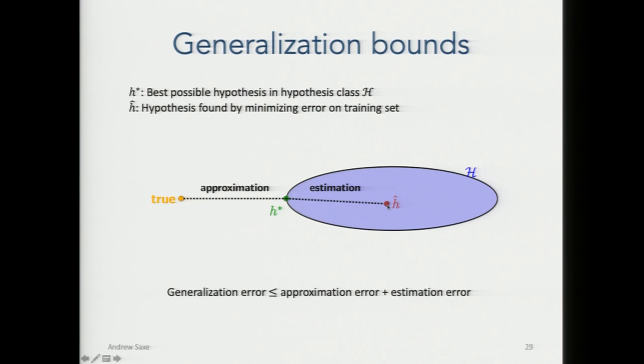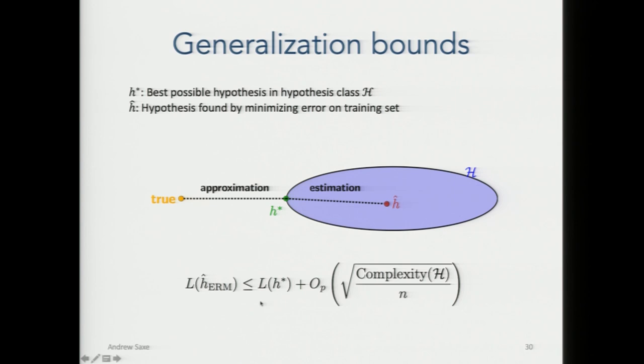And so the standard results in learning theory will say that the generalization error is less than or equal to essentially an approximation error term plus an estimation error term. So for example, this is a standard version of this. You'd say it's the loss of the best possible hypothesis plus some term which depends on the complexity of your hypothesis space divided by the number of examples you're getting. That's a standard result.